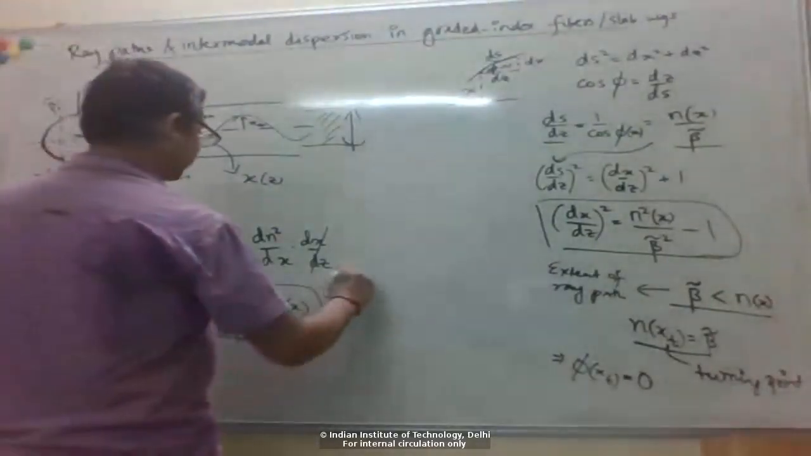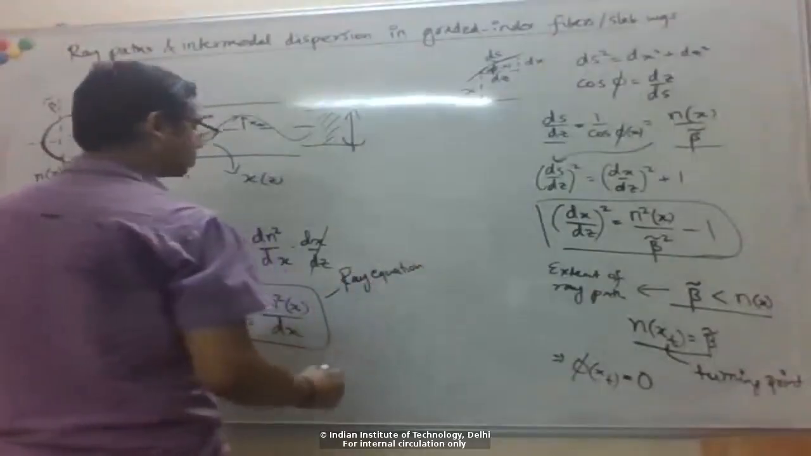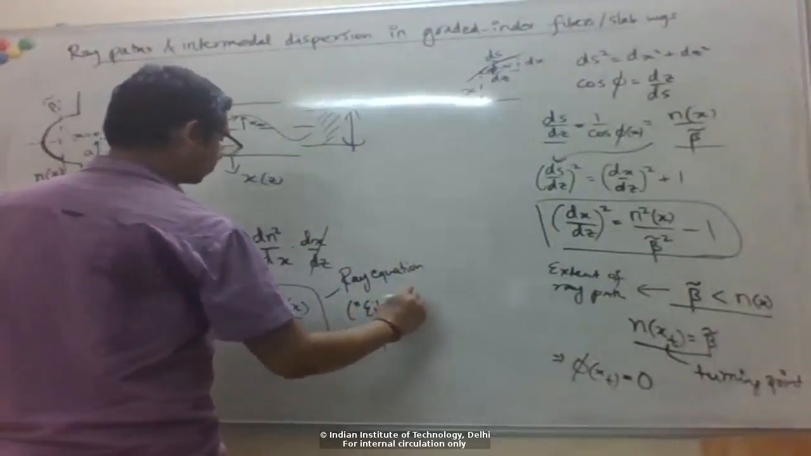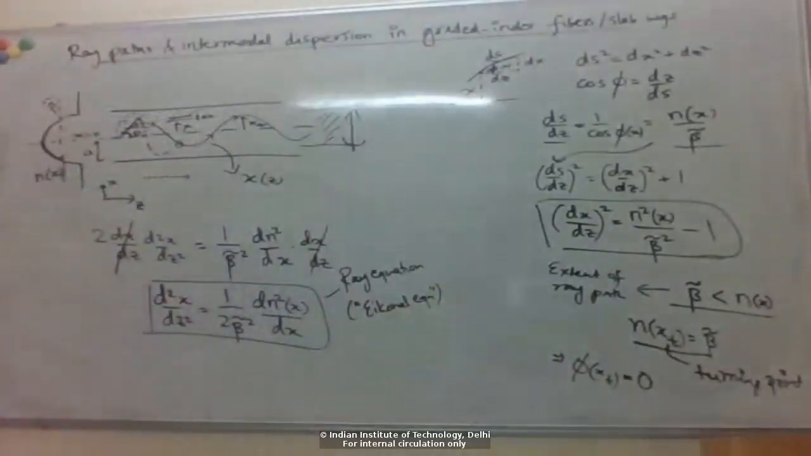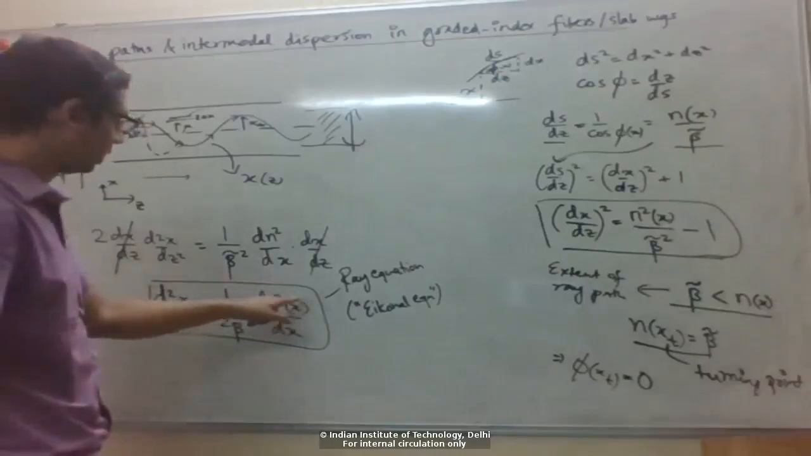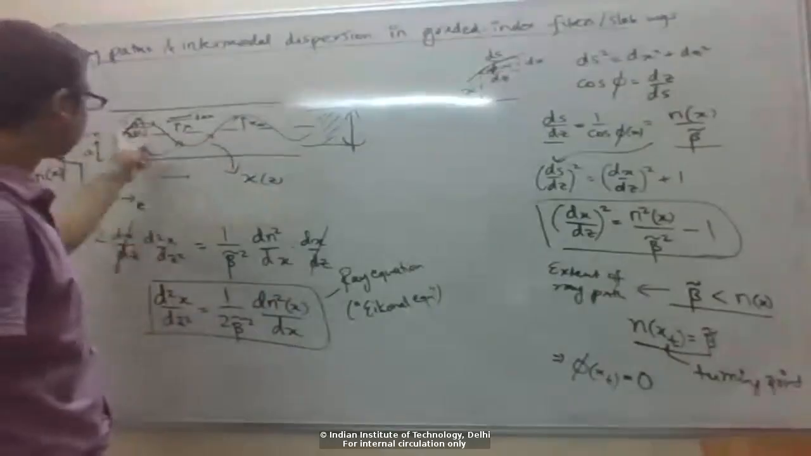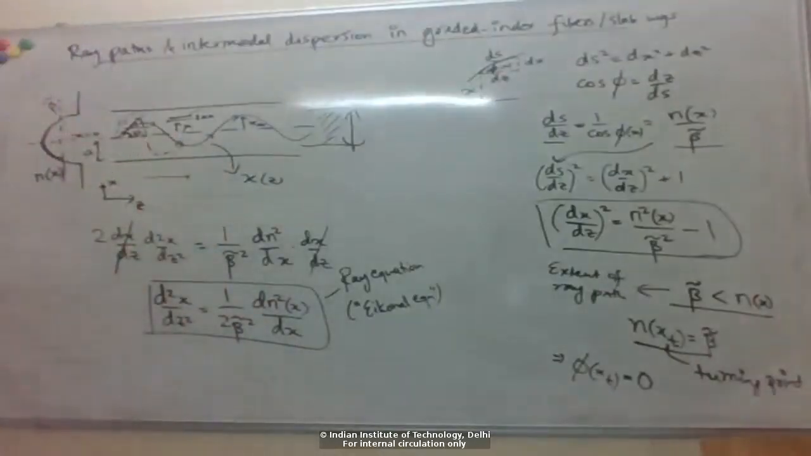Okay, so this is known as the Ray equation, or sometimes the eikonal equation. Basically, by solving this, given a refractive index profile, we can find out x of z, the path for the ray, for a given launch angle or given beta. So we will first straight away check the simple case.